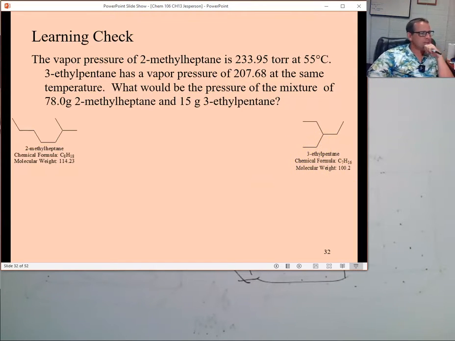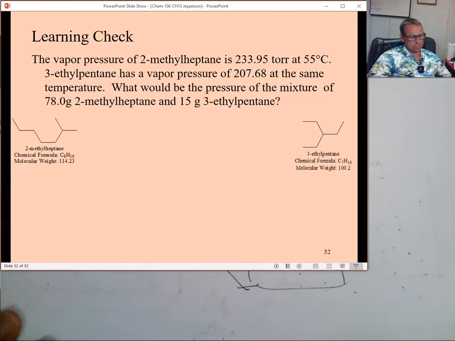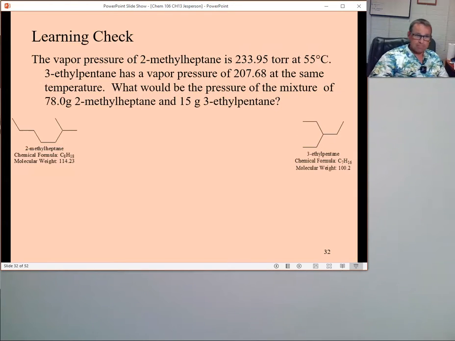Okay, so Sarah, what is the first thing I need to do if I want to begin to solve this problem? I think we need to find how many moles of each thing we have. That's right, because we ultimately need to get to the mole fraction, right?